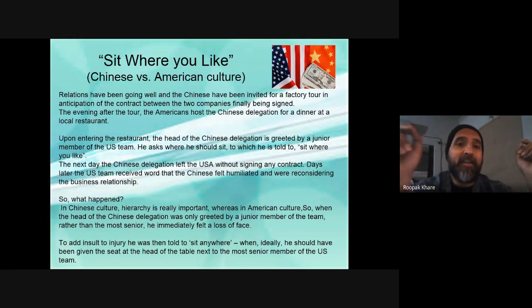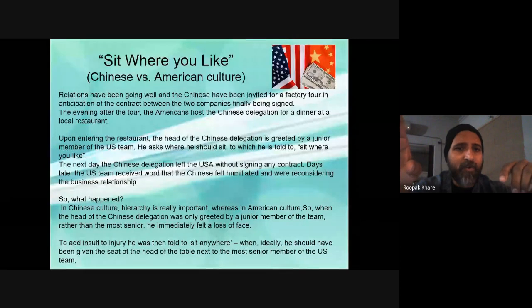Sit where you like. Now this is a longer case study. I think I should read it and explain it to you. There was a Chinese company and there was an American company. Relations have been going well, and the Chinese have been invited for a factory tour in anticipation of a contract between the two companies finally being signed.